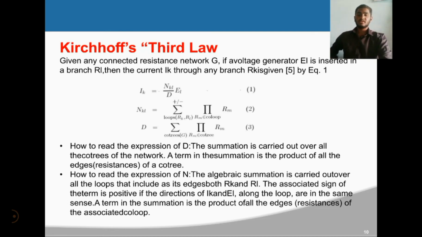How to read the expression of N? The algebraic summation is carried out over all the loops that include as edges both R_K and R_I. The associated sign of the term is positive if the directions of I_K and E_I along the loop are in the same sense. A term in the summation is the product of all the edge resistances of the associated co-loop.